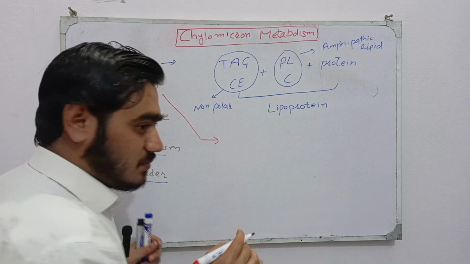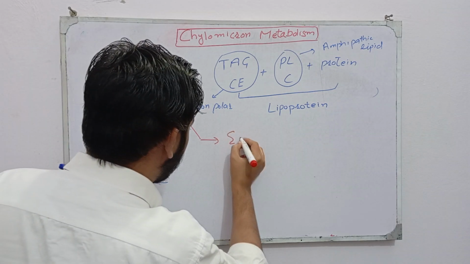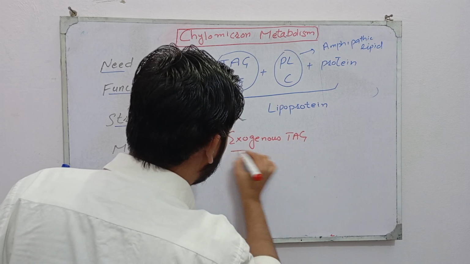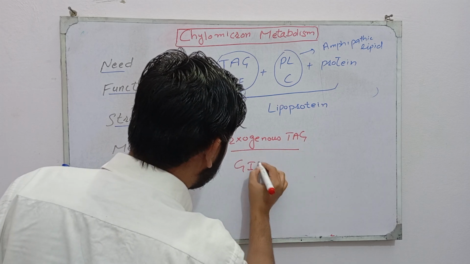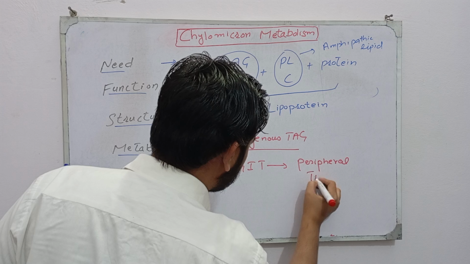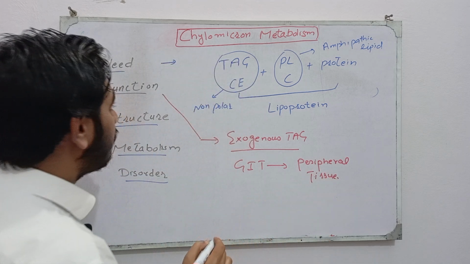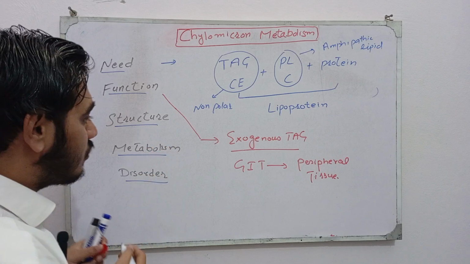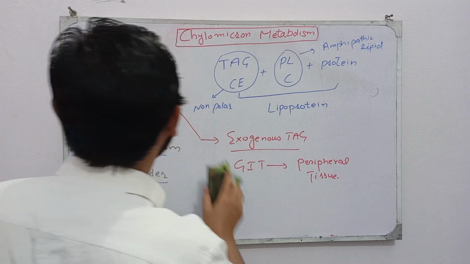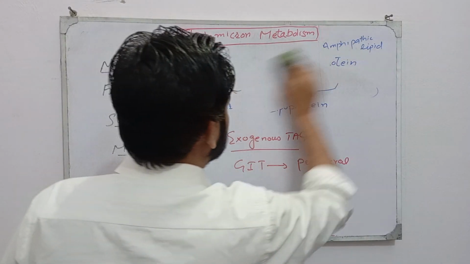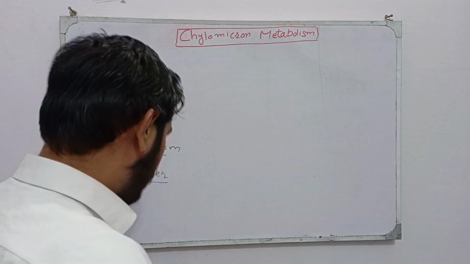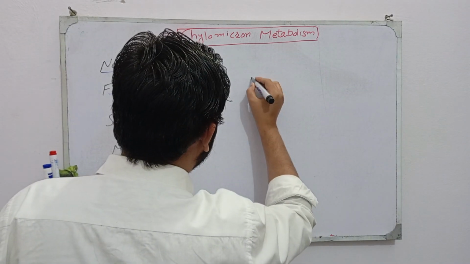Chylomicron is responsible for transport of exogenous triacylglycerol from the gastrointestinal tract to peripheral tissues. This is the function of chylomicron. Now coming to the structure of chylomicron.